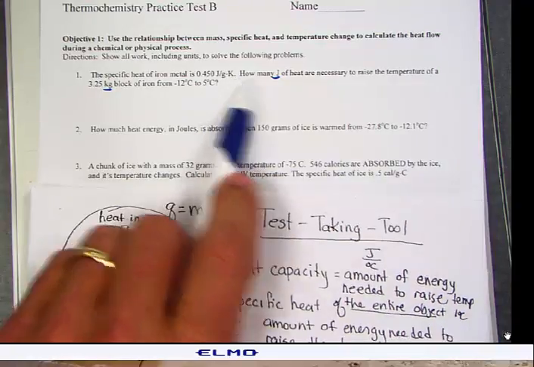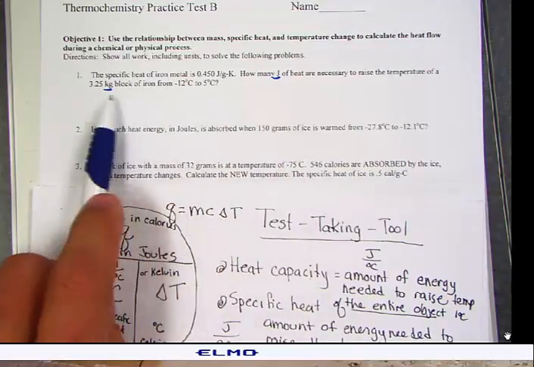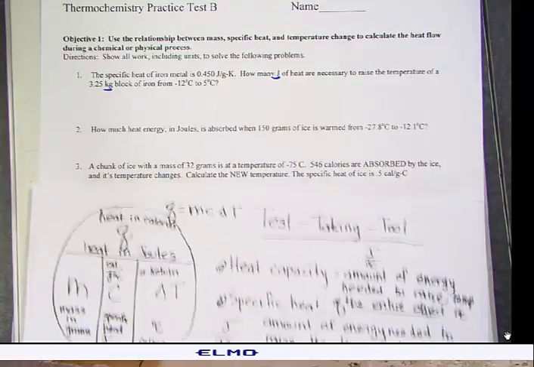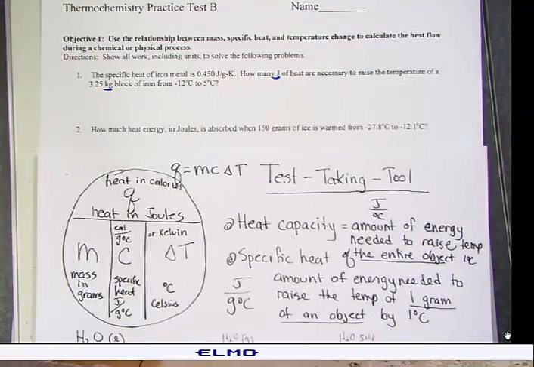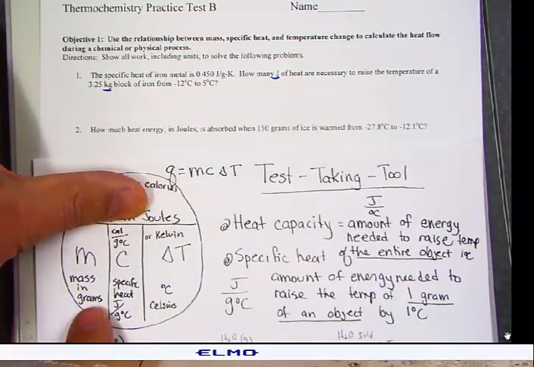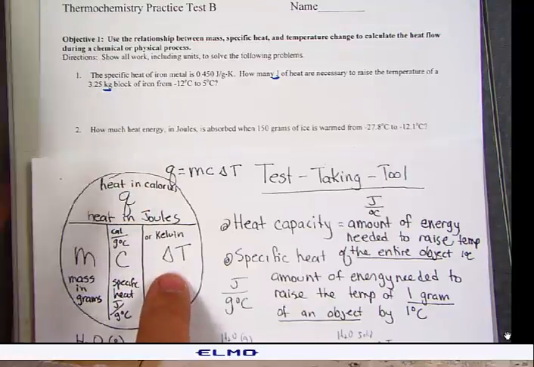What they want to know is how many joules of heat. I have to pay attention to whether they want joules or kilojoules. I'll also have to pay attention if they give me kilograms or grams. This one we want to know joules. My test taking tool says, need to know heat in calories or in joules? You cover this up and it simply tells you what to do. The mass in grams times the specific heat times the change in temperature.